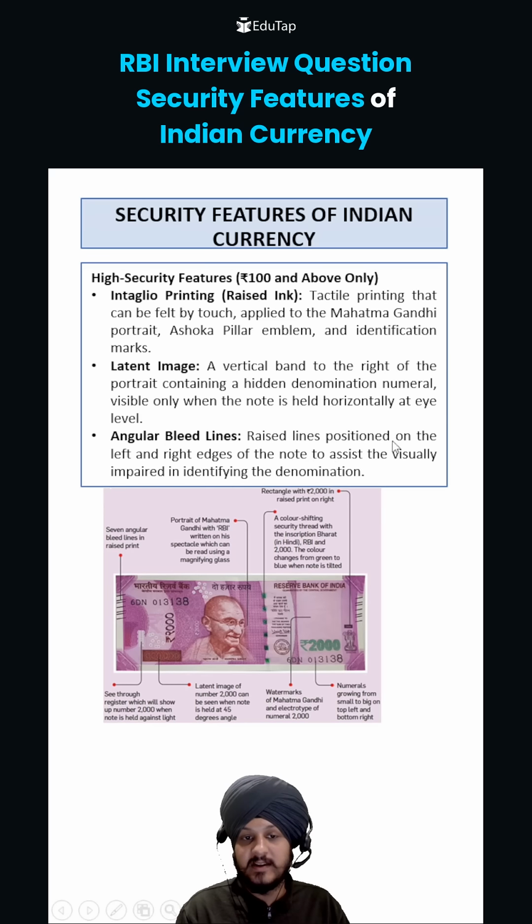The first is intaglio printing, which is nothing but raised ink. You can feel it by touch, right? For example, the portrait of Mahatma Gandhi that you can see over here, and the Ashoka pillar emblem. So that's how they are printed.